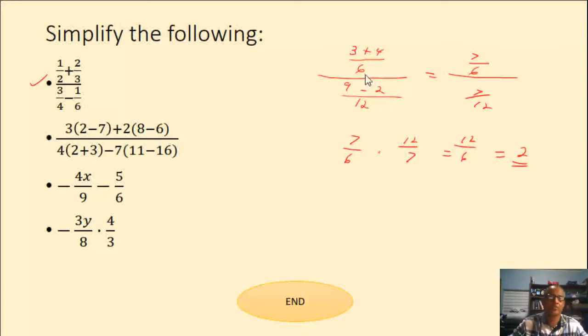So let's try and get these things clear. And then down here I do the same thing, right? Find the LCM, 12. And then 3 times 4 is 12, so 3 times 3 is 9. And 2 times 6 is 12, so 2 times 1 is 2. And then I simplify here, that becomes 7 over 6. This becomes 7 over 12. And 9 minus 2 is 7. And then dividing a fraction by another is the same as multiplying by the reciprocal. So here then I get 7 over 6 times 12 over 7, which gives me 12 over 6, which gives me 2.